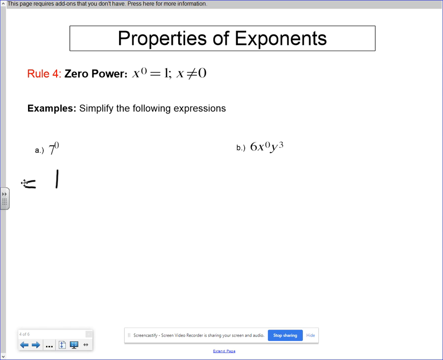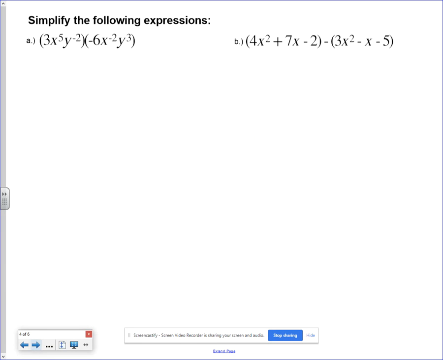So let's look at the second example over here. We have 6x to the 0 y cubed. So let's go ahead and use the 0 power on this. So we'll have 6 times x to the 0, which is 1, times y cubed. And that's just going to be the same as 6y cubed. Just like the last example, that 6 has its own exponent of 1, and the y has its own exponent of 3. So just because you see a 0, that doesn't mean that the whole thing is 0. You're still going to have to look at each individual exponent.